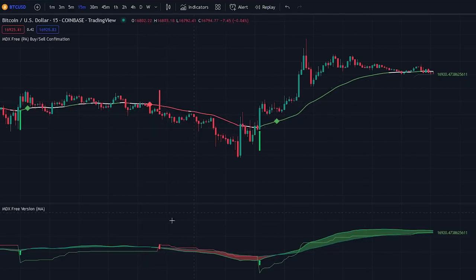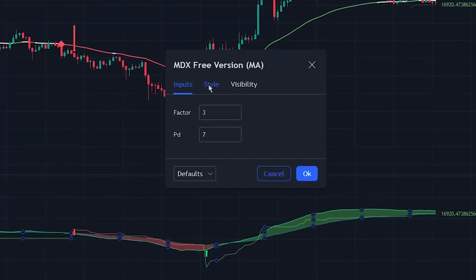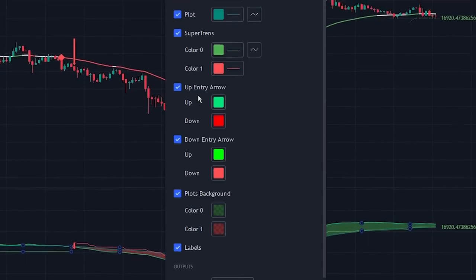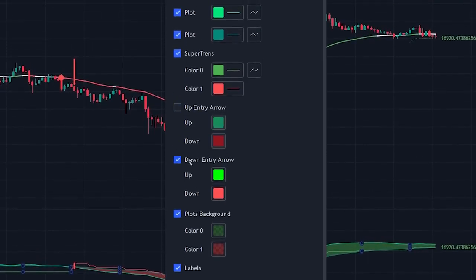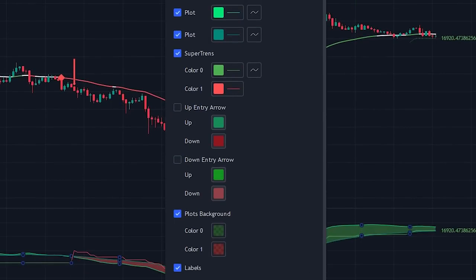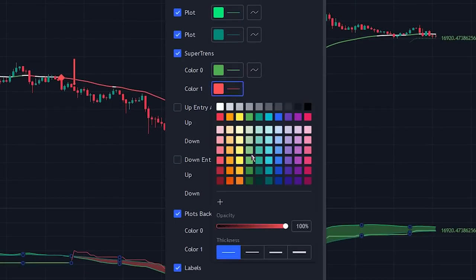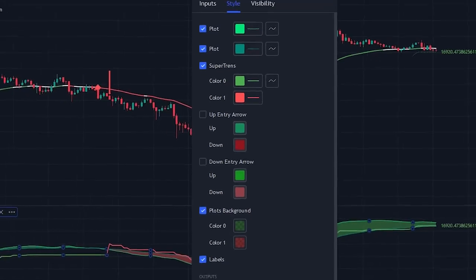However, we will be removing these signals from the MDX MA indicator. To do this, head over to the indicator settings and click on the Style tab. After that, uncheck the entry arrow checkboxes. We will also be changing the thickness of the lines to make them more visible. Now let me show you a simple strategy to showcase how the indicator could be used.